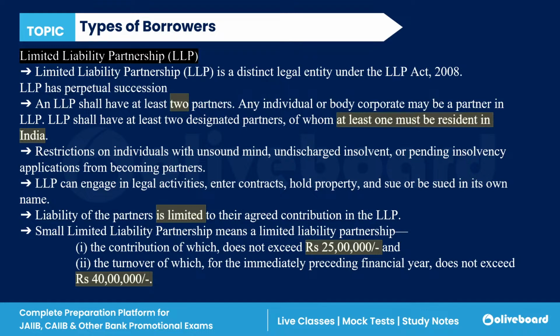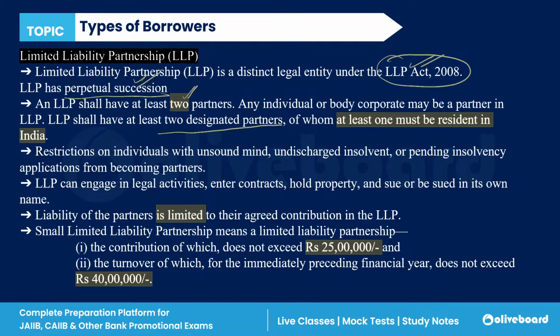Now, what is a limited liability partnership? A limited liability partnership is formed under the Limited Liability Partnership Act 2008, which has a perpetual succession. Perpetual succession means the changes in the members do not affect the existence of a limited liability partnership. A limited liability partnership should have at least two partners, and at least two designated partners, and one should be a resident of India.